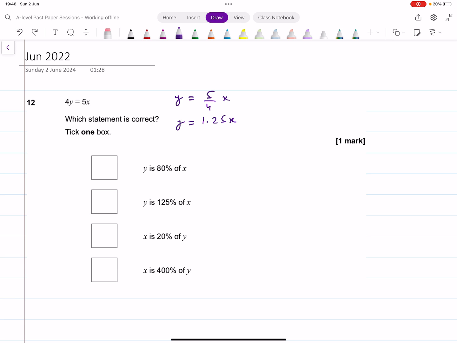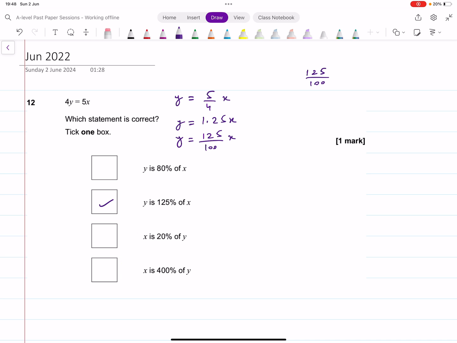1.25. That's the same thing as 125%, right? Percent means per 100. So 1.25 is the same thing as saying 125 over 100, 125%. So that means y is 125% of x. Well, we've got one choice here that says that y is 125% of x. So that's what it is supposed to be. We can write it like this if we want. Y is 125% of x.